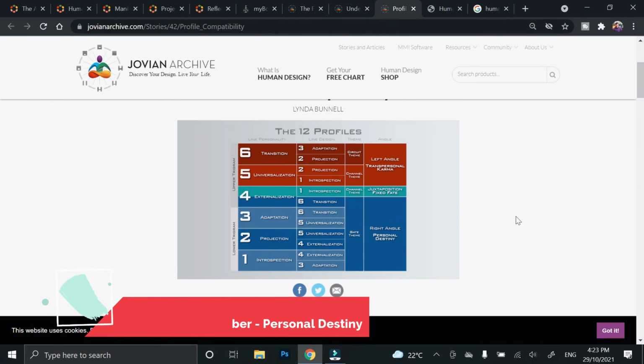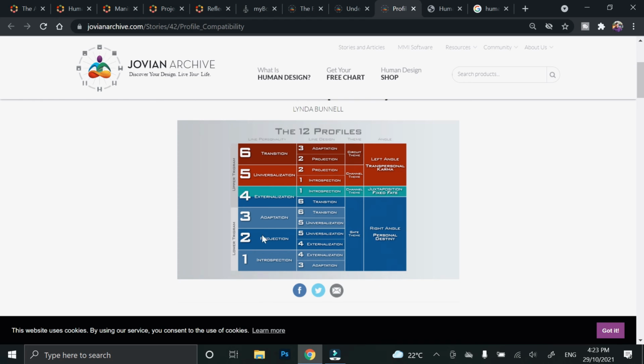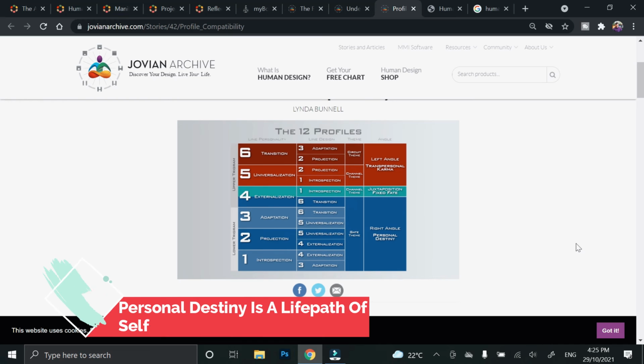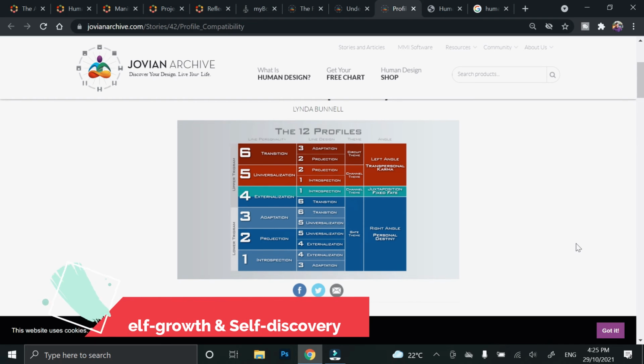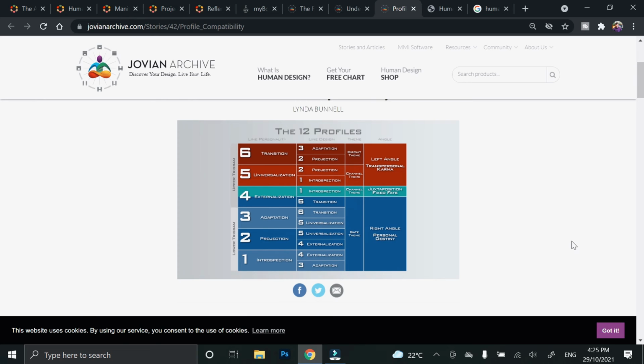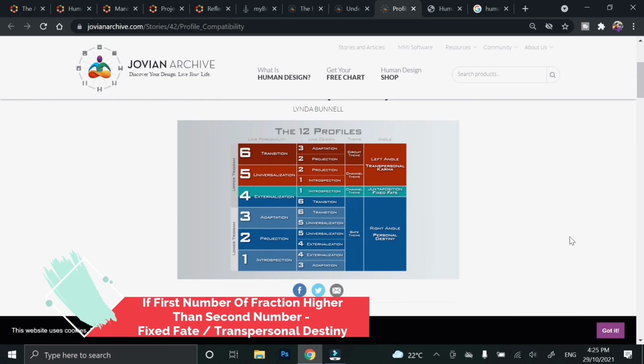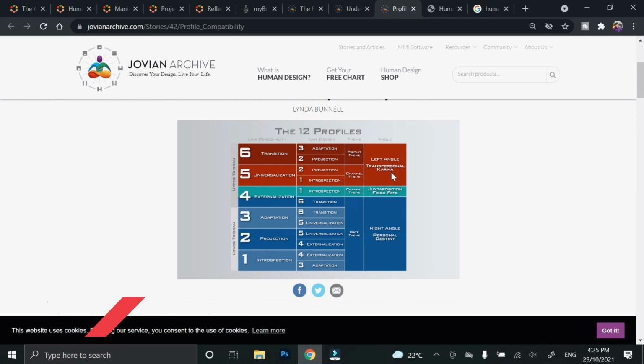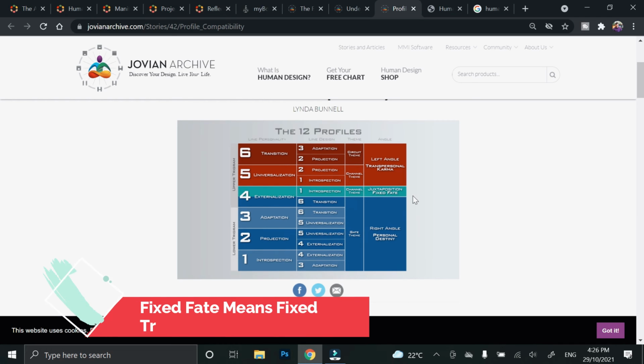So what is a personal destiny? A personal destiny is more of a life path of self-growth, self-discovery. If your first number in your profile is higher than the second number, then you will have a fixed fate or a transpersonal destiny. A fixed fate basically means that you have this kind of fixed trajectory throughout life.